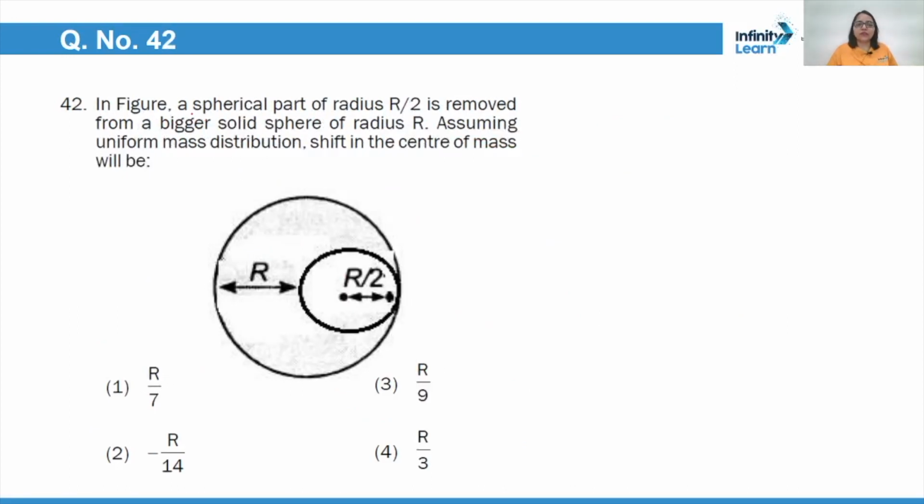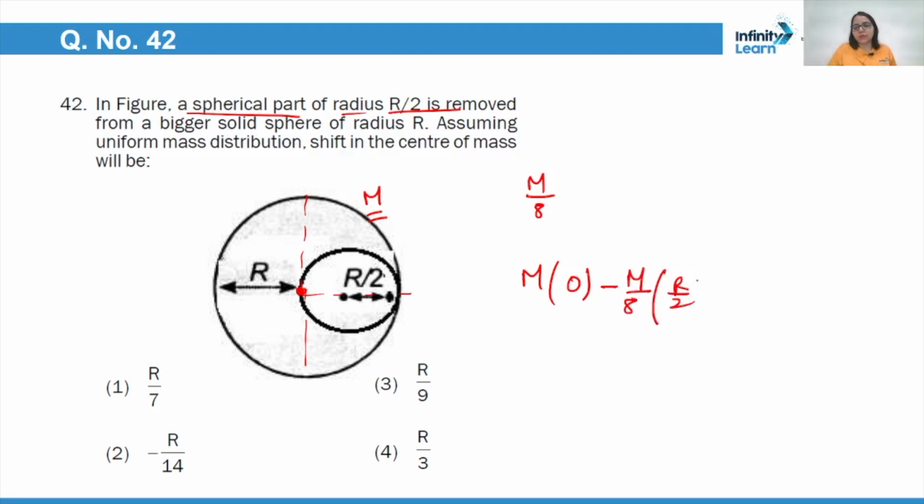Question number 42. In the figure, a spherical part of radius r by 2 is removed from a bigger solid sphere of radius r. Assuming uniform mass distribution, the shift in the center of mass will be. So if the mass of the bigger sphere is m, then the removed portion will have mass m by 8 according to the volume removed. So the new center of mass, taking this as origin, will be m1 into r1 minus m2 into r2, which is at r by 2, divided by m1 minus m2, so it is 7 m by 8. So this will be minus r by 14, which is option 2.